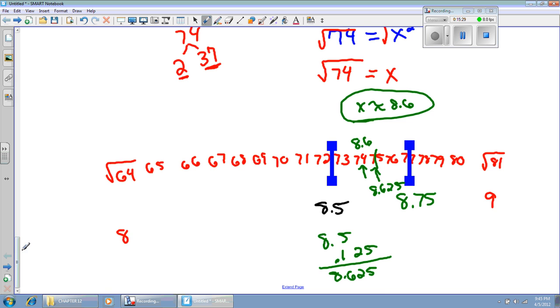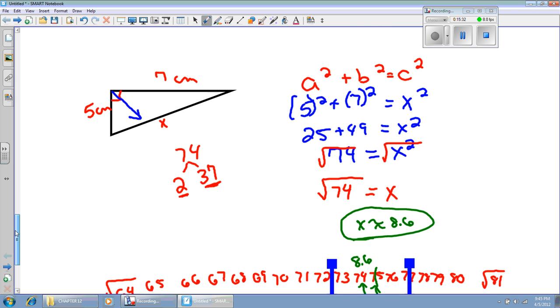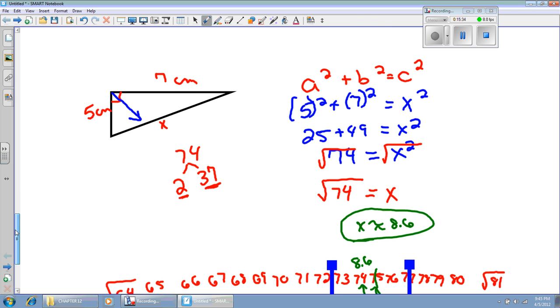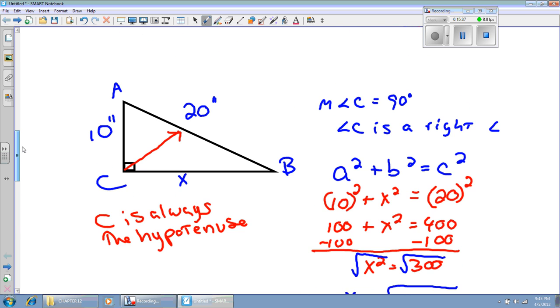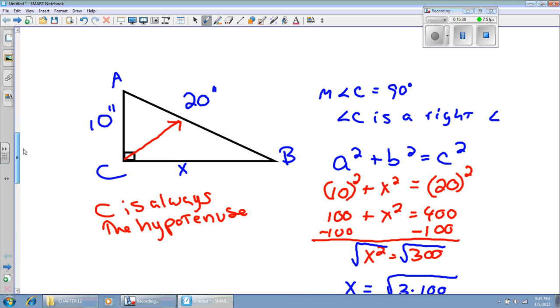Okay, so that is the lesson on the Pythagorean theorem. We did one problem where you're trying to find the hypotenuse, and we did another problem where you know the length of the hypotenuse and you're trying to find another side.